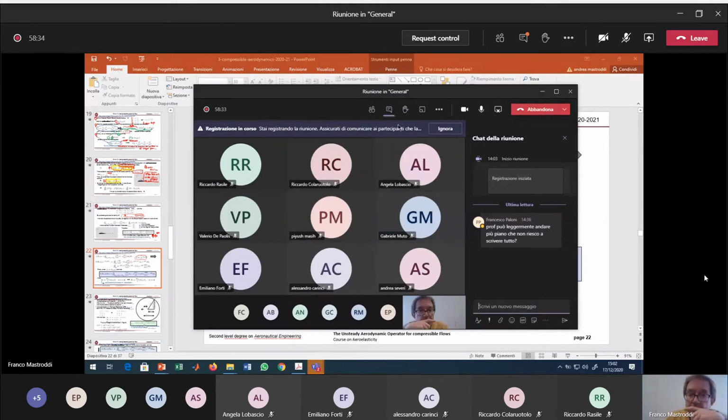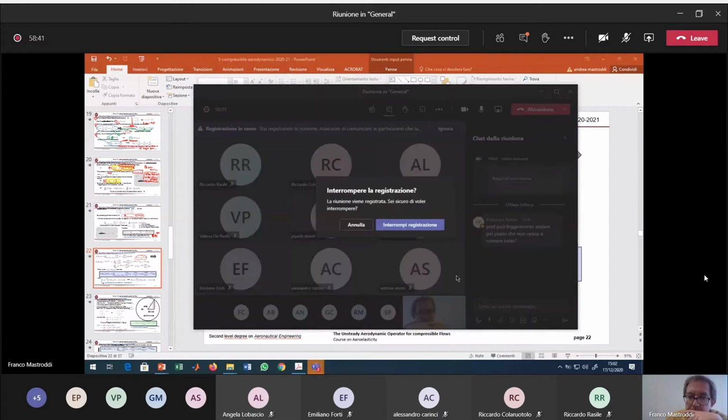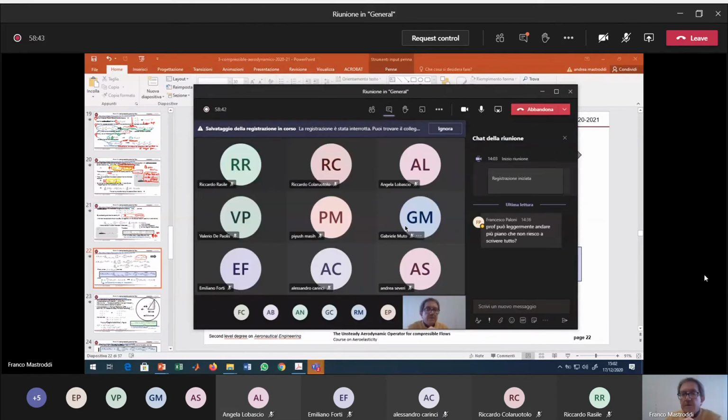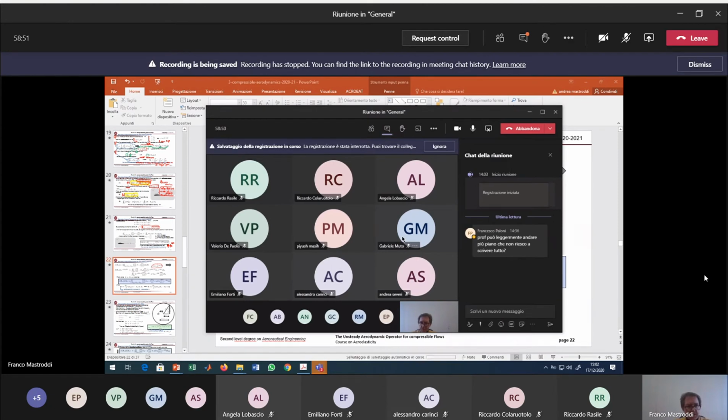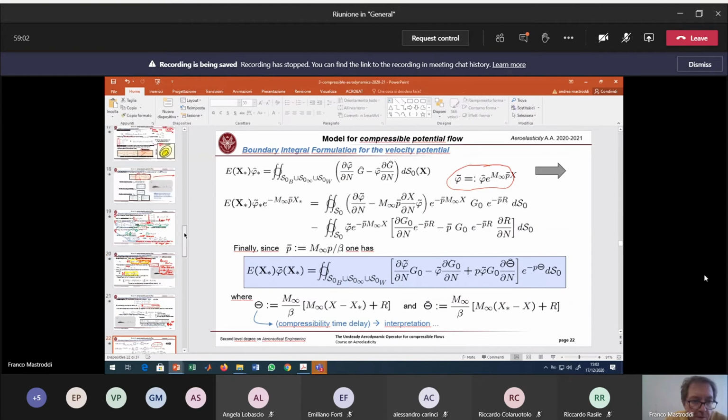Chiedo scusa se sono andato troppo veloce. Se vi ricordo anche però che voi avete tutto, avete la registrazione, avete queste view graph scritte, insomma avete un po' tutto quanto. Qua c'è Paloni che ha detto che non è riuscito a scrivere. Se mi dice che cosa non è riuscito a scrivere possiamo tornare indietro senza problemi.